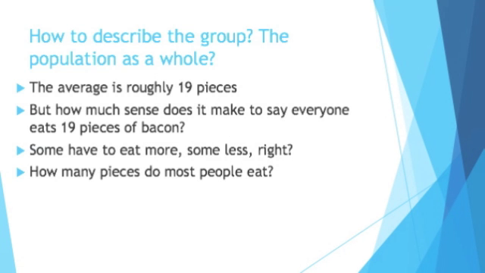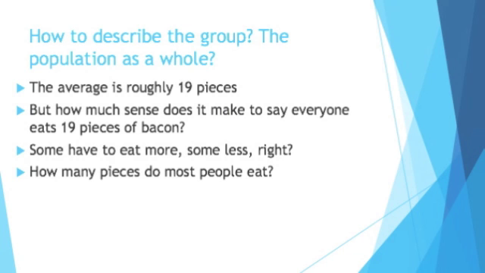If you're trying to describe the group, or the population as a whole, it's good to use normal distribution and standard deviation to talk about it. You can talk about how someone might fit into the group, or you can describe the whole group itself. So let's try it using even more basic statistics. You could say, hey, I've got a group of people who I've observed eating bacon for a month. On average, they eat 19 pieces of bacon a month.